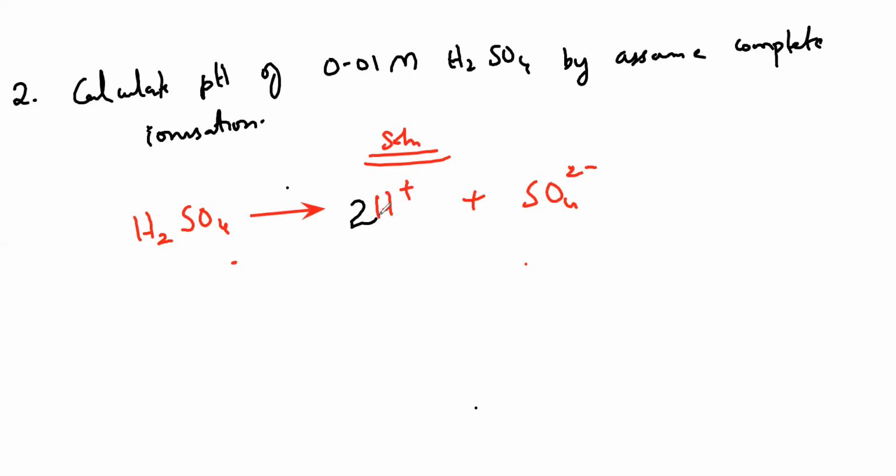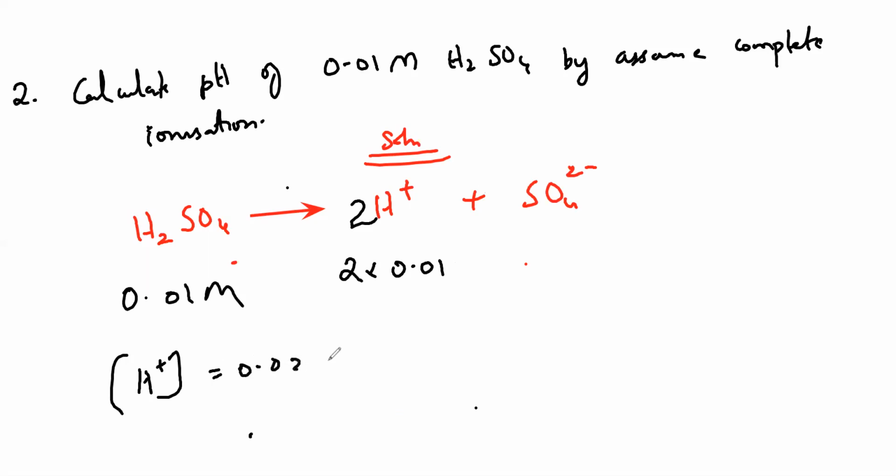Now in our question it is given 0.01 M. But here there are 2 molecules of H plus ions. So 2 into 0.01. So now what is my H plus ion concentration here? 2 into 0.01 is 0.02, which is nothing but 2 into 10 power minus 2. That's it.